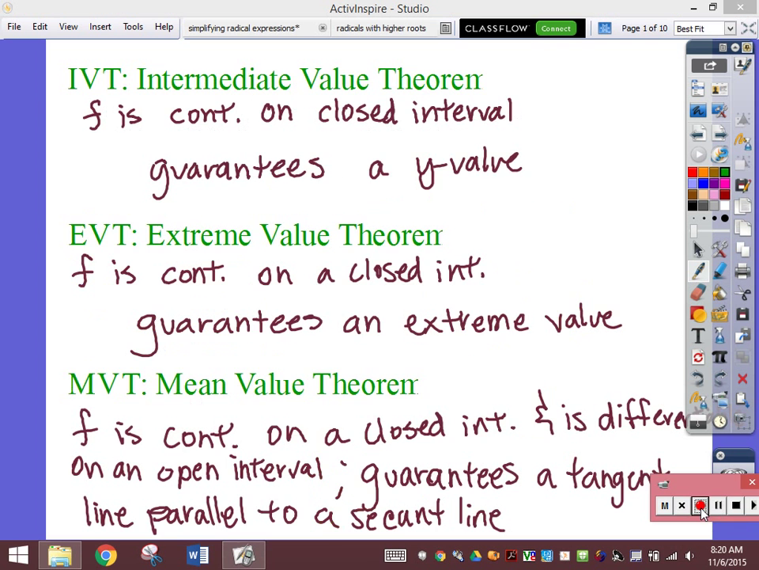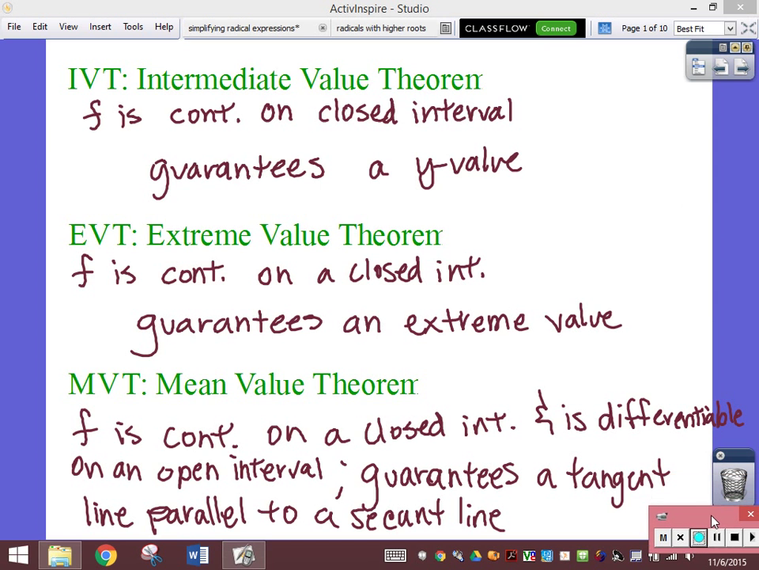So just to kind of bring everything together, you've learned a lot of value theorems, and so I just wanted to give you a one-stop look at how they're all related. So you've learned the IVT, the intermediate value theorem. The requirement or condition is that f is continuous on a closed interval. And basically this guarantees a y value. So it's saying, okay, if you have a continuous function on a closed interval, you're guaranteed that a certain y value exists, if your y value falls between the y values at the endpoints.